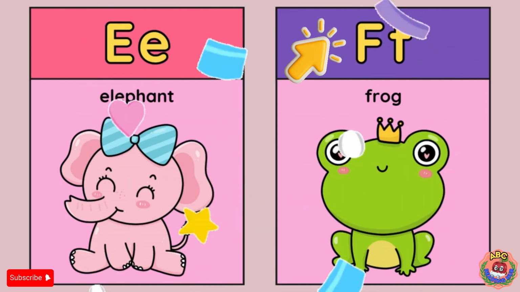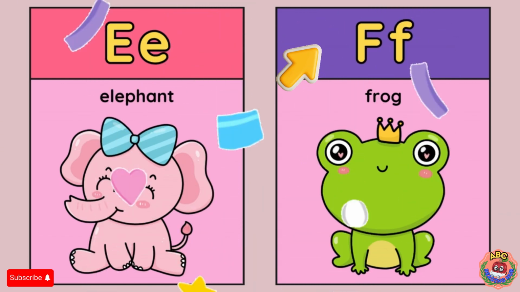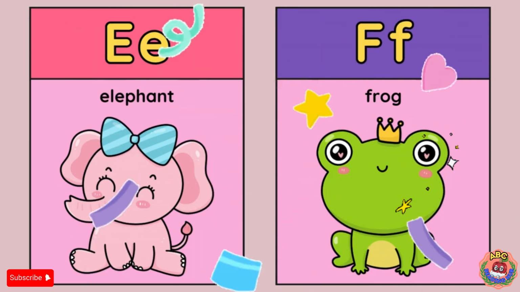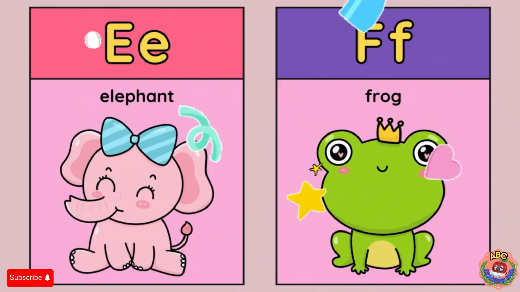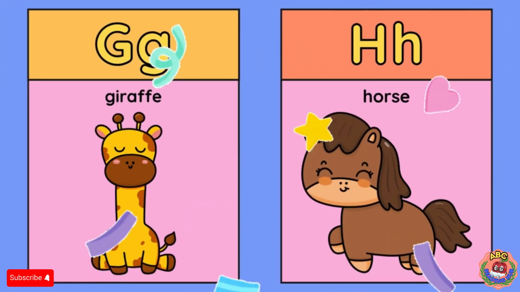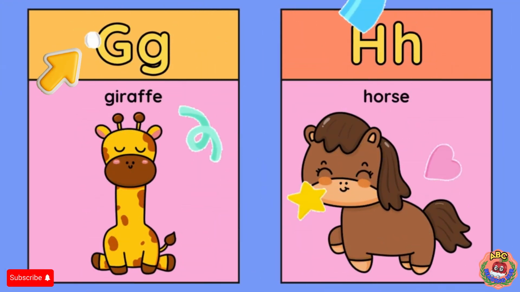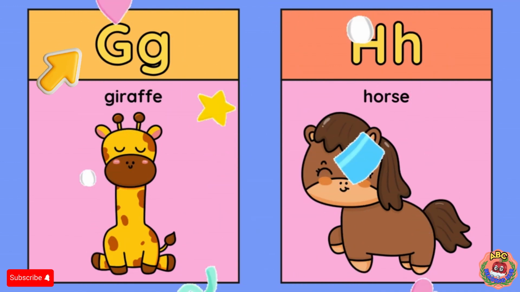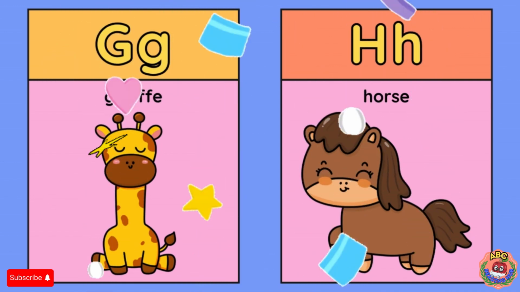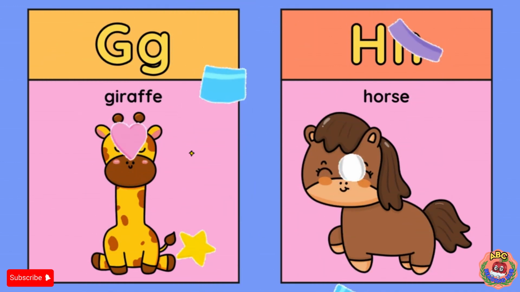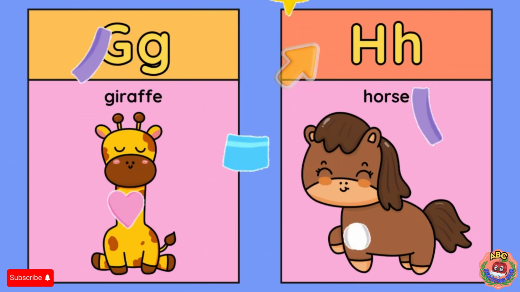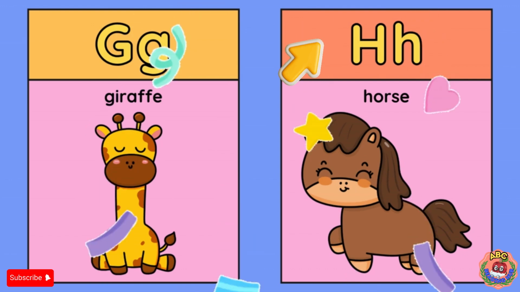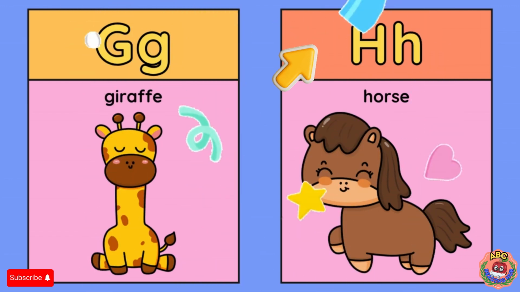The letter F. F is for frog. Frog. The letter G. G is for giraffe. Giraffe. The letter H. H is for horse. Horse.